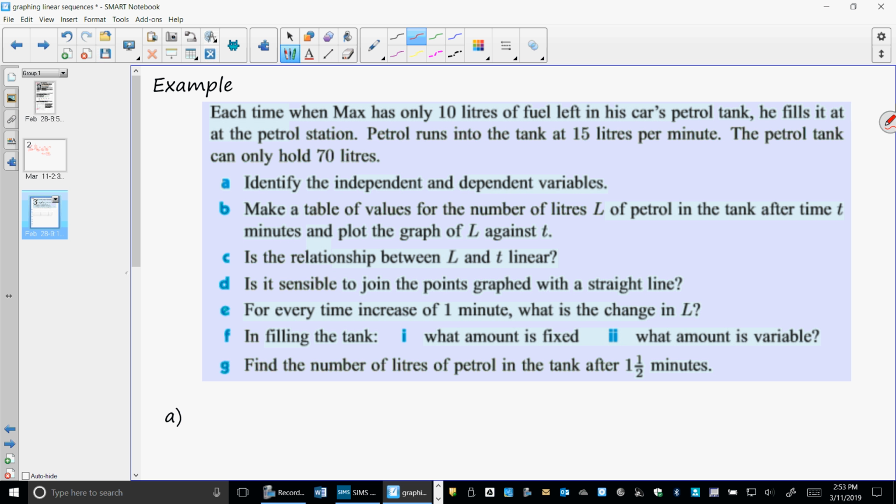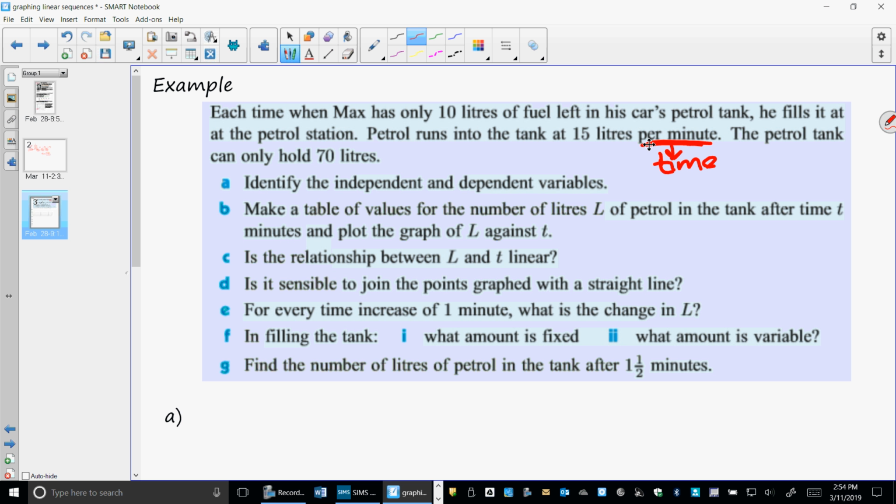Okay, so we're talking about per minute. So we're talking about time. Time is one of our variables. And do cars normally hold 70 litres? Not gallons. A lot of your cars, some of the gas stations here have gallons. It's more than that. Right, so we're talking about per minute, so time is one of our variables.